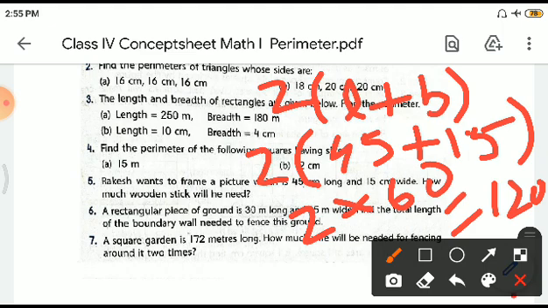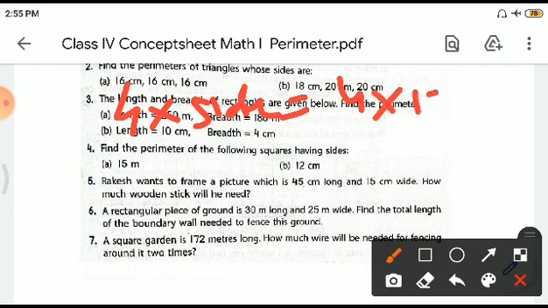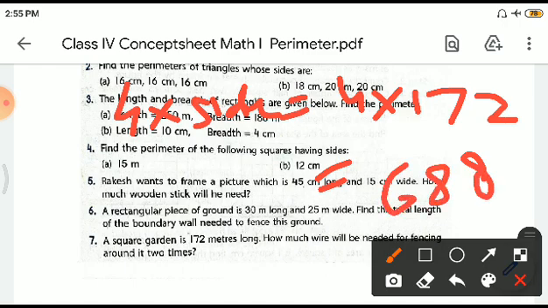Now see the seventh one. It's a square garden. So for a square, the perimeter is 4 into side. So 4 into 172. We will get 4 times 2 is 8, 4 times 7 is 28, 8 carry forward, 4 times 1 is 4 plus 2 is 6, 688 will be the answer here, right? And then meters, obviously you will be writing the unit after it. So this is how you need to do these questions.